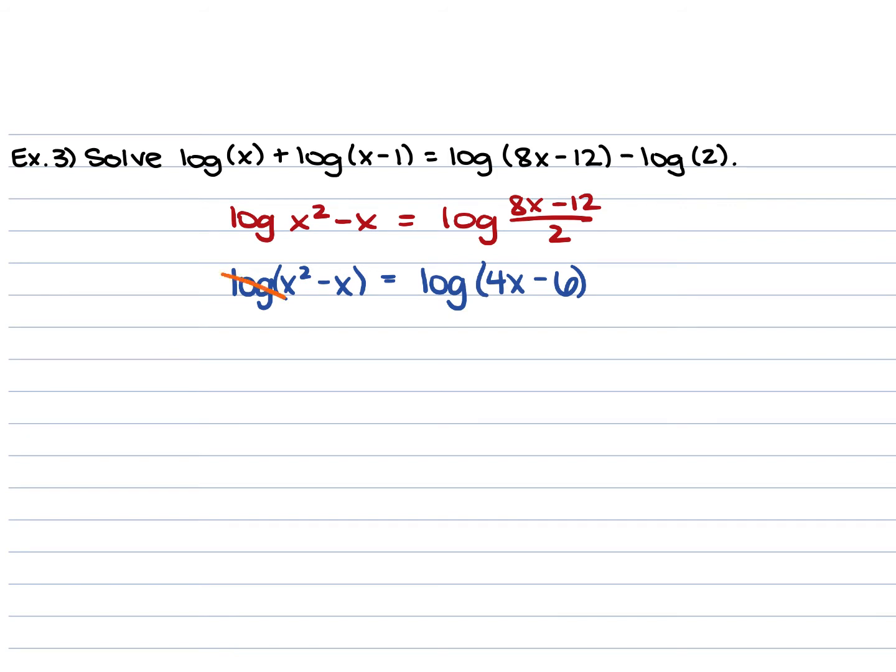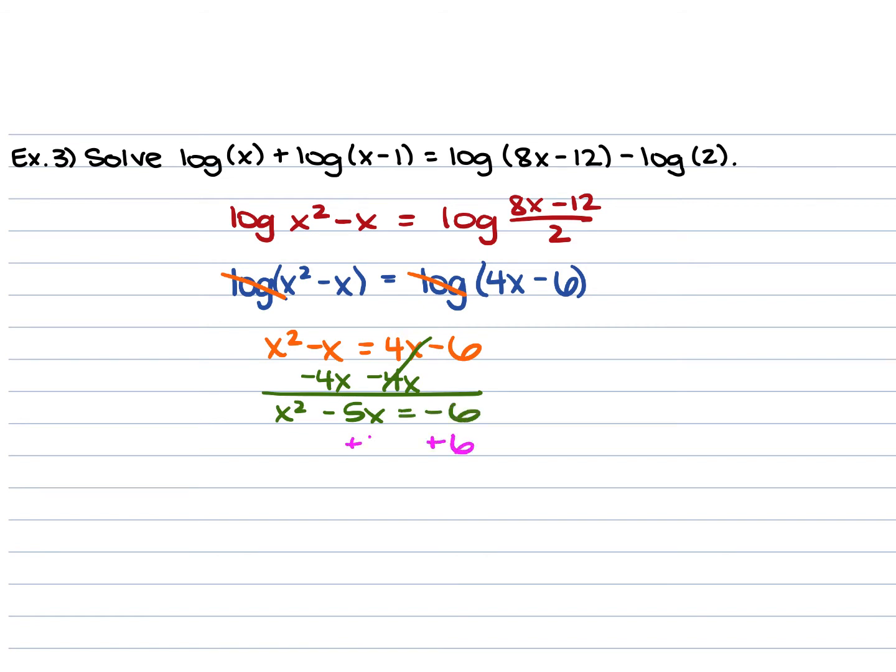We have the same base on both sides, so these will cancel, and we're just going to work with x squared minus x is equal to 4x minus 6. We're going to move the 4x over by subtracting it from both sides. I have x squared minus 5x is equal to negative 6. We add the 6 to both sides. We get x squared minus 5x plus 6 is equal to 0.